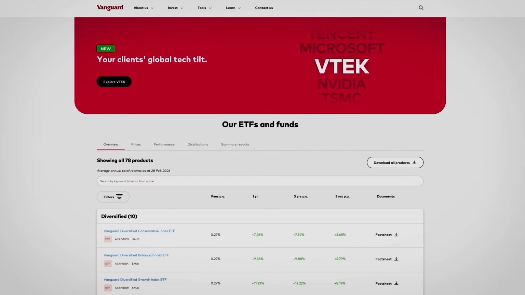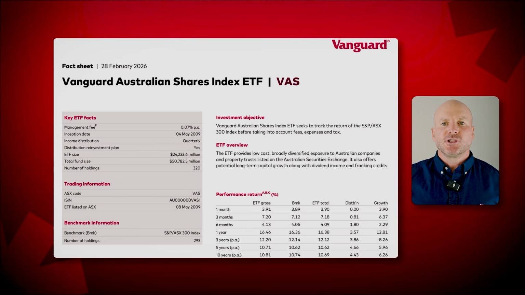A Vanguard ETF fact sheet can look complicated, but there are only really a few key things to focus on. You can find the fact sheet for any Vanguard ETF on Vanguard's website. To explain the basics, let's use VAS, the Vanguard Australian Shares Index ETF. VAS is an index fund, which means it does not try to pick the best stocks in the market. Instead, it just aims to copy an index, in this case the S&P ASX 300 index, which tracks around 300 of the largest companies on the ASX.